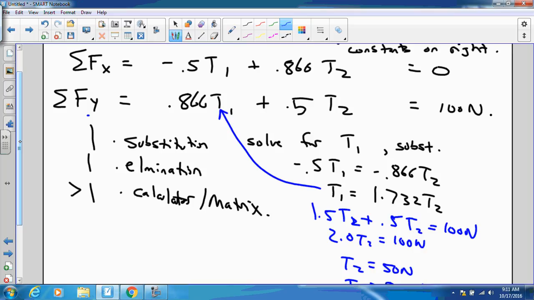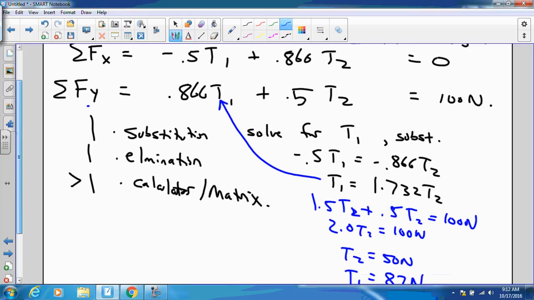So the substitution process involves solving for one variable and plugging it into the other equation. Warning! If you solve for one variable and plug it back into the same equation, you will discover that 0 equals 0. Always true, never helpful. So the substitution has to occur into a different equation than the one that you solved to begin with.